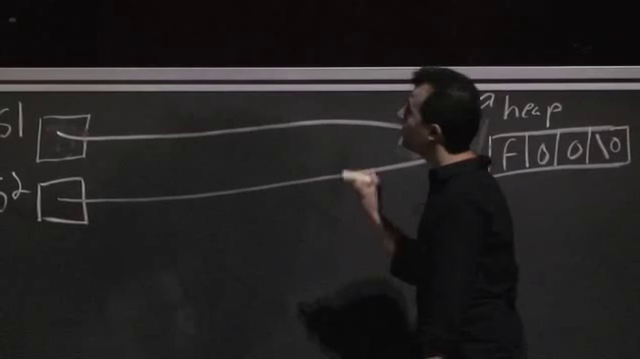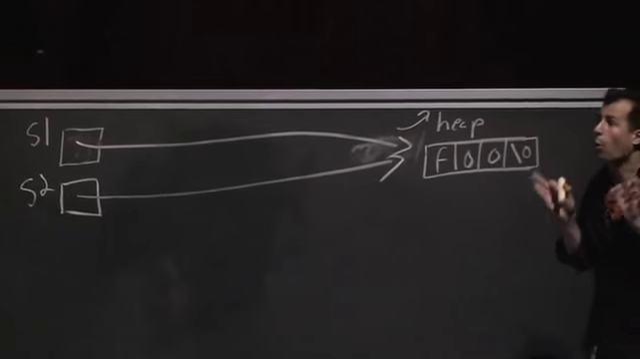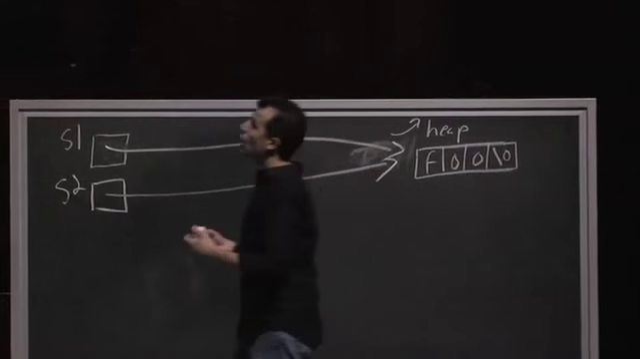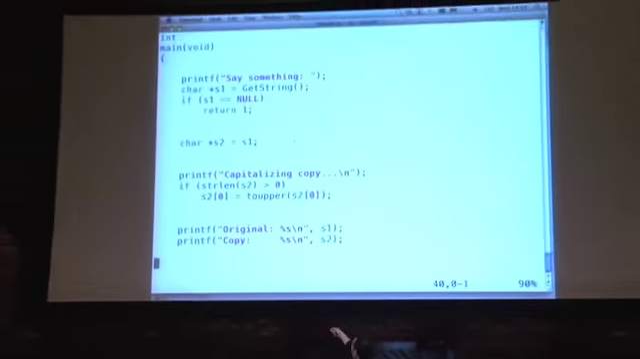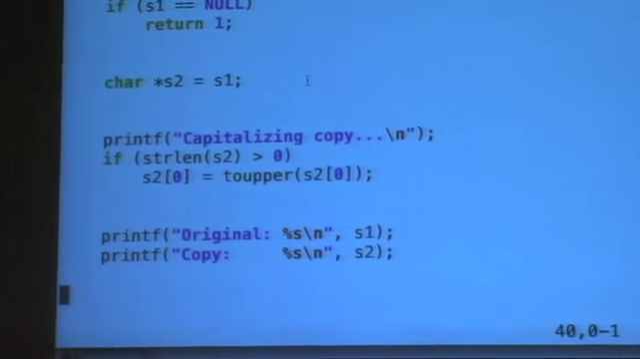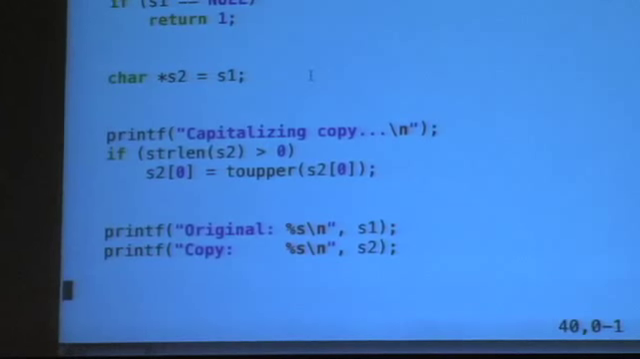At this point in the story, both S1 and S2 are literally pointing at the same location in memory. So that's now what the story looks like. So now what happens next? I next say, I am capitalizing the copy. I then do a sanity check. Is the string length greater than 2 or greater than 0? Yeah, there's like 3 letters there. So that condition doesn't cause problems.